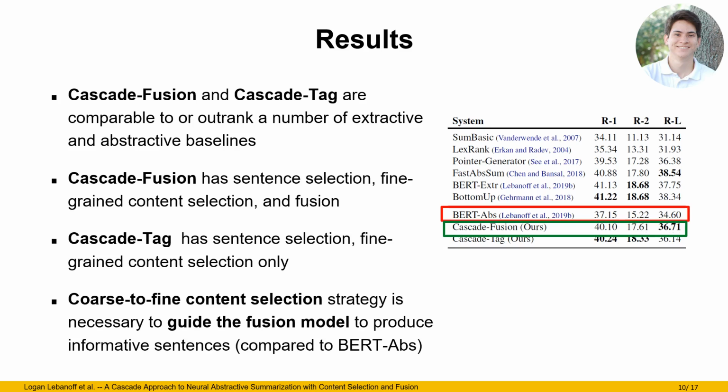When we compare our Cascade Fusion model to BERT Abstractive, we can see that our model significantly outperforms BERT Abs in Rouge scores. And what this shows is that coarse-defined content selection is necessary to guide the sentence fusion model to produce informative sentences.